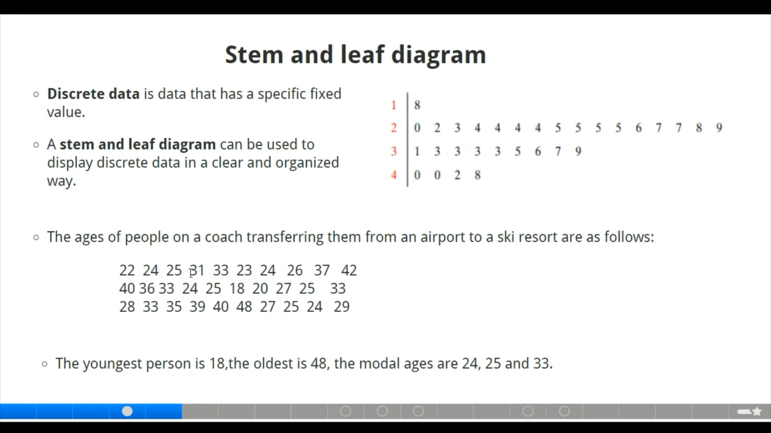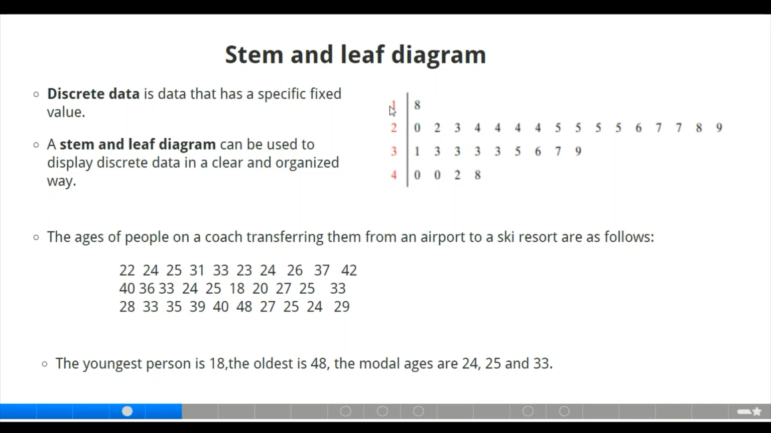Okay, so with the stem and leaf diagram, we can easily identify the smallest, the middle value, and the highest value. What a stem diagram does is split our values into two, starting from the smallest to the biggest. If you look at this, we have stems 1 to 4. Why do we have a maximum of 4? Because the maximum value that we have here is 48.